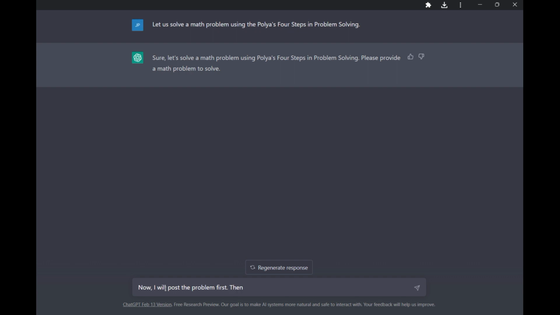Here is the problem. A true-false quiz contains 5 questions. In how many ways can a student answer the questions if the student answers 2 of the questions with false, and the other 3 with true?